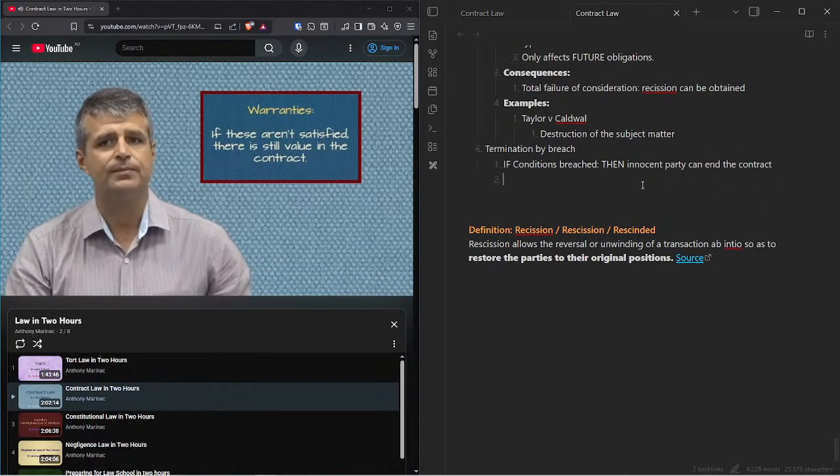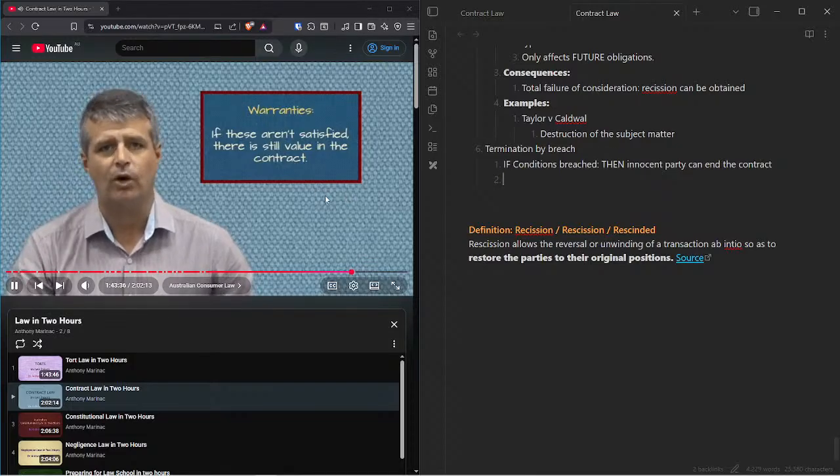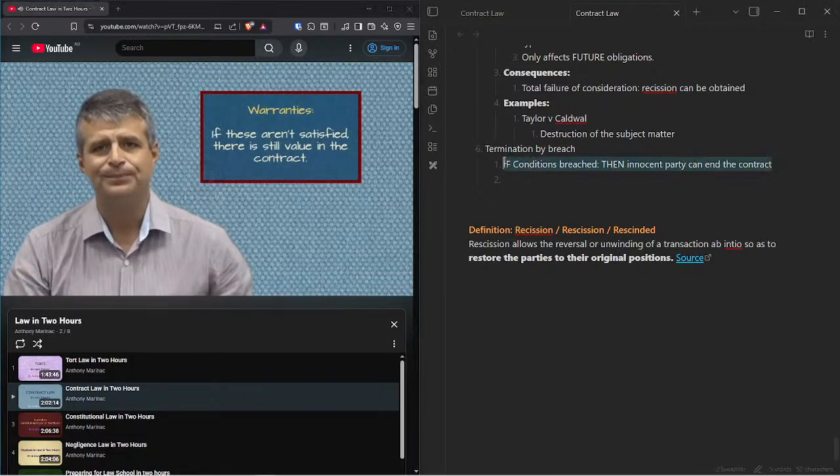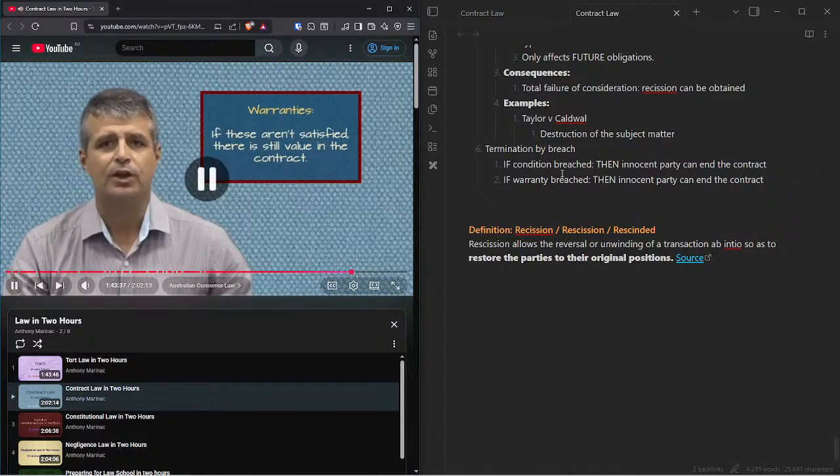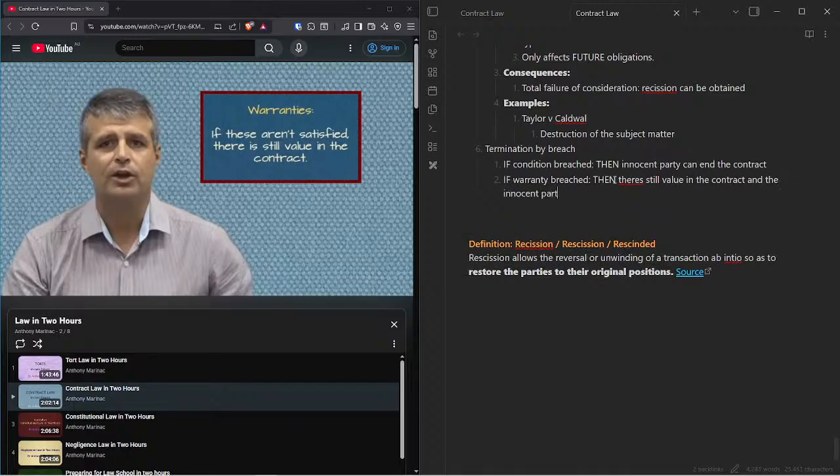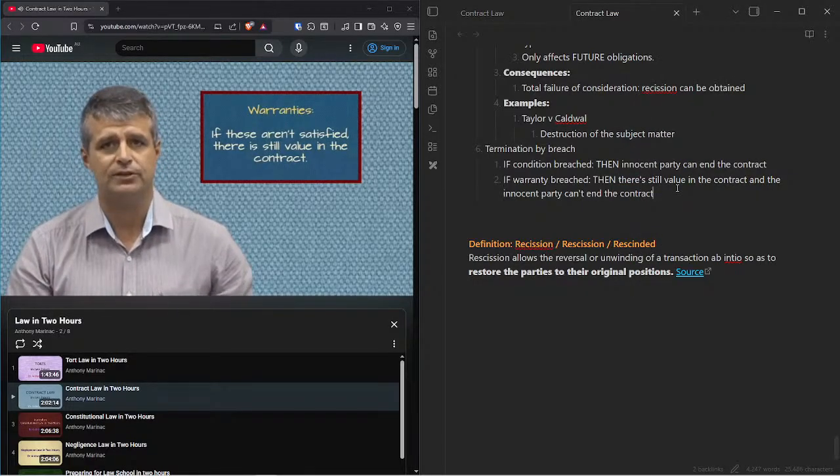If it's a warranty or an intermediate term which is acting like a warranty, well then the contract is still valid and the innocent party can't end the contract. The contract will continue, but another remedy such as damages will be available.